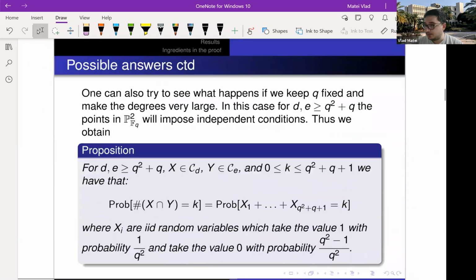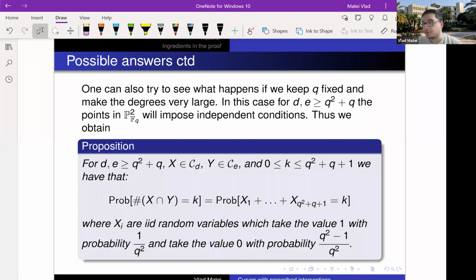Here's another fun answer you can do by yourself. So this is another very easy exercise, that when you have very large degree curves, imagine what happens if you take D very large. So in this case, it's enough to take them bigger than Q squared plus Q. Then every point in the projective space over FQ is going to behave like an independent thing. So passing through a point and another one is independent of each other.